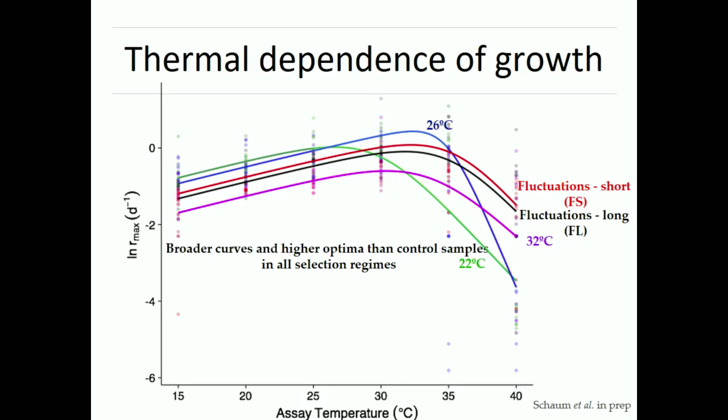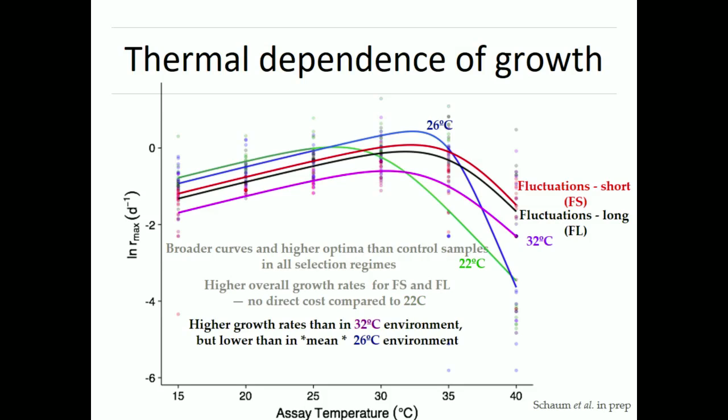And in most cases, this comes at no to small costs compared to the 22 degree environment. So particularly in these, we see that they become a lot flatter. However, they are a little bit lower than the 26 degree samples. And this is quite interesting because on average, these samples here do see 26 degrees, right? This and this are the extremes, but this would be their average environment. Interestingly, even though they resemble in shape the 32 degree environment, they do a lot better.